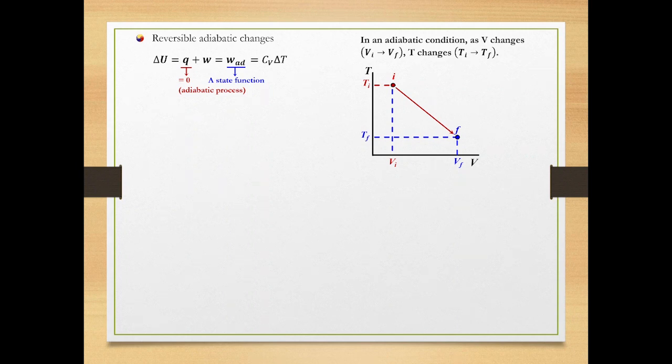This entire expansion process can be split into two steps. Step 1 is made by increasing the volume from Vi to Vf, while the temperature is maintained constant at Ti. Step 2 is made by decreasing the temperature from Ti to Tf, while the volume is maintained constant at Vf.